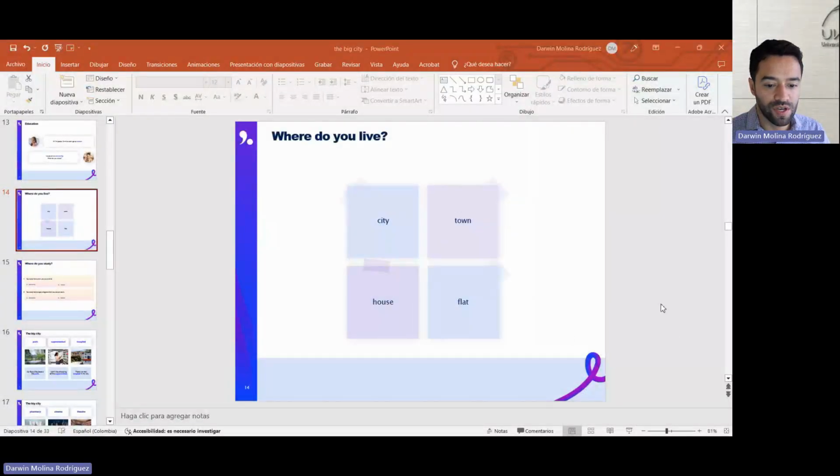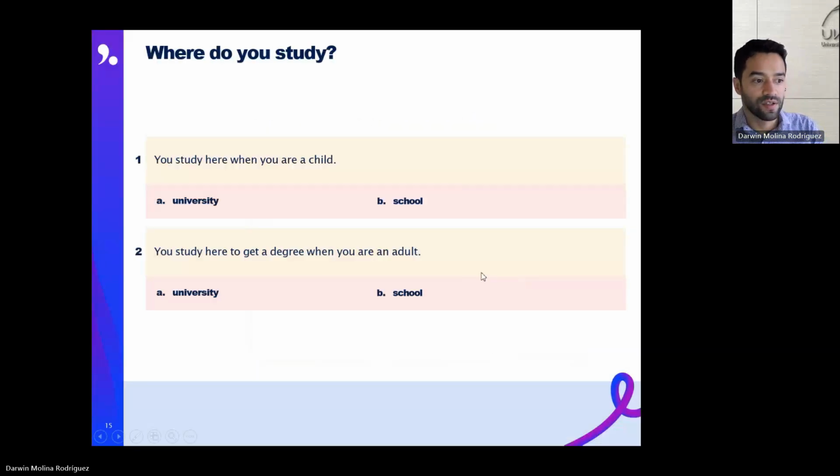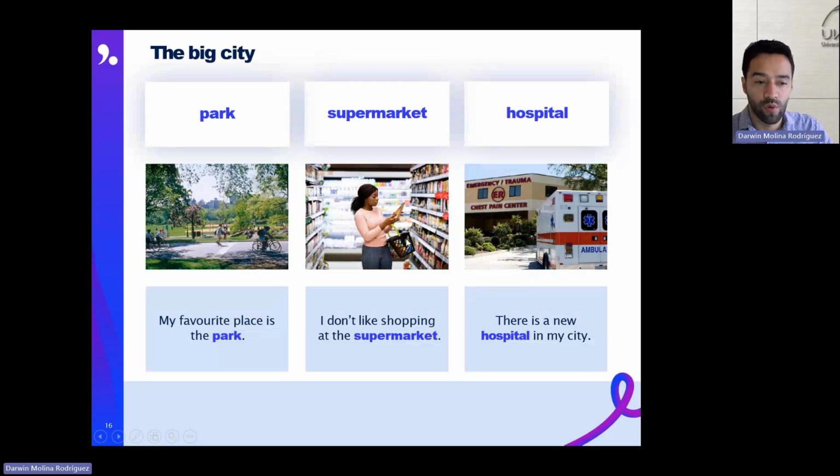Okay, so that was a video about living in the city or living in the countryside. So students, what do you prefer? You prefer to live in the countryside or maybe you prefer in the city? Okay, continue. Here we have more vocabulary.